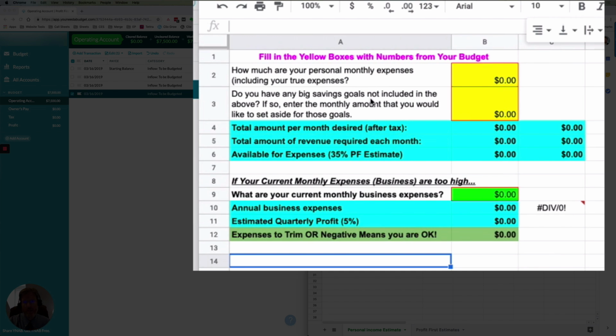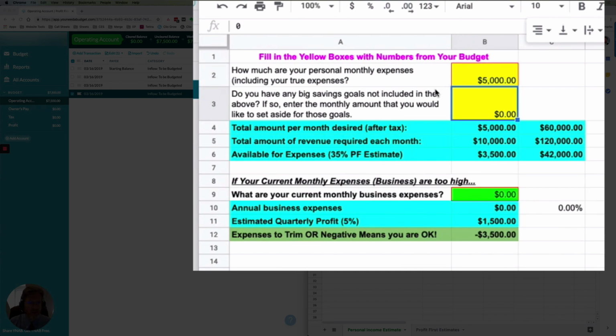But if you feel like your business is not making enough to sustain your lifestyle, this is where this first spreadsheet, or this first workbook, is going to be really helpful. So let's say you started with your personal expenses, and you know that your personal monthly expenses are $5,000. And if you have some savings goals, or maybe you want to pay off debt, you can put that in here as well.